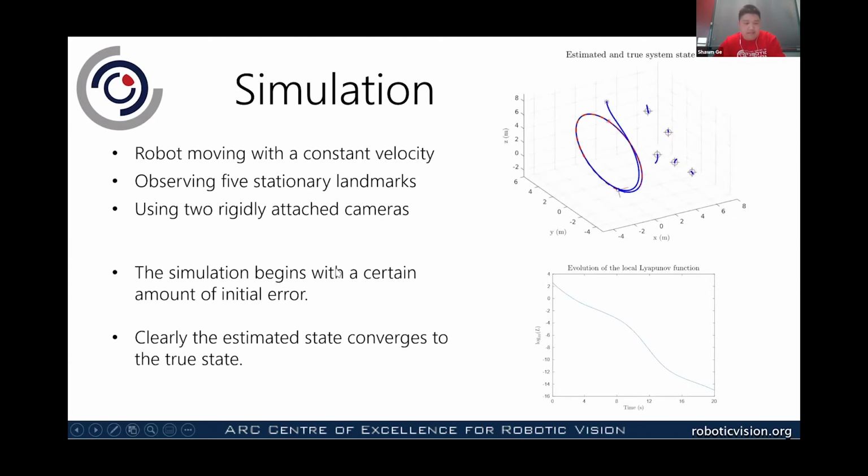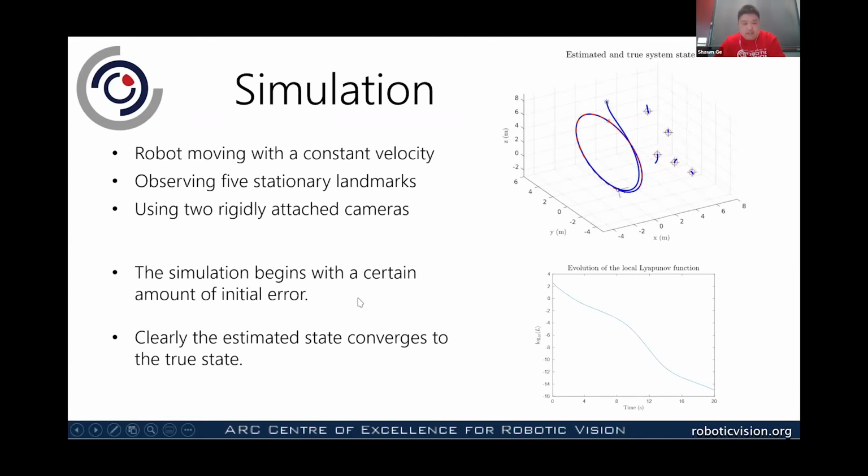To validate the performance of our filter design, we've run a few simulations. It's a typical stereo camera SLAM problem, where we have a robot moving with a constant velocity, observing 5 stationary landmarks, and the measurements are obtained through 2 rigidly attached cameras with certain offsets. The simulation begins with a certain amount of error in initial conditions. From the estimated trajectory plot and the Lyapunov function, clearly the estimated state converges to the true state.